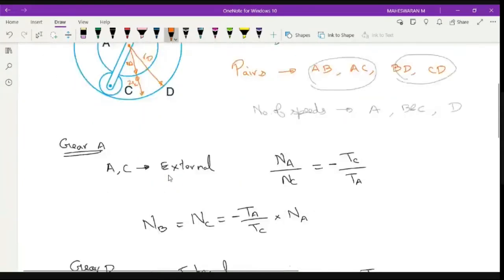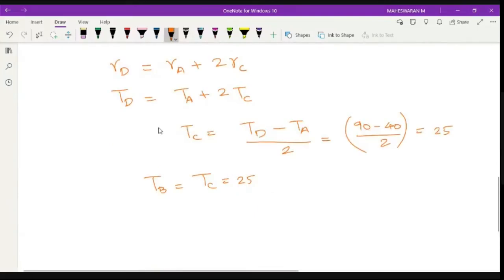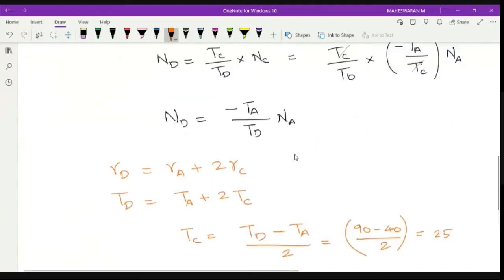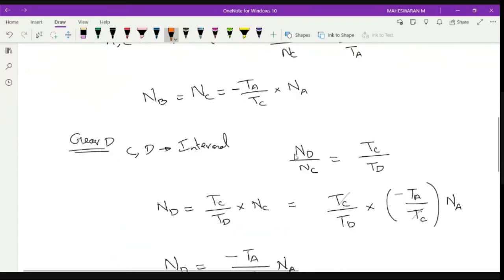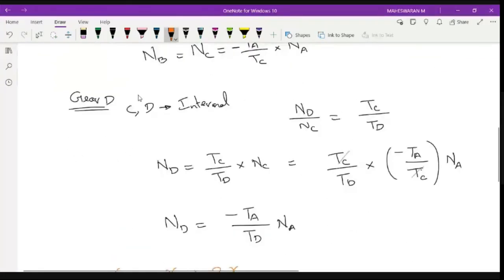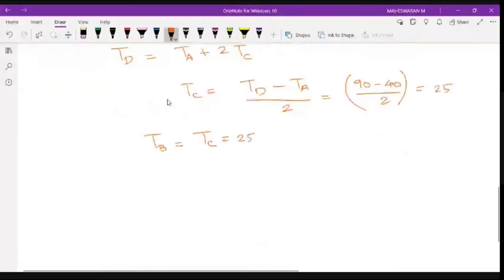What we have done now? What is the relation you will get? 2 times RB, we can solve that also. Okay, so now we will identify the relation with respect to this.